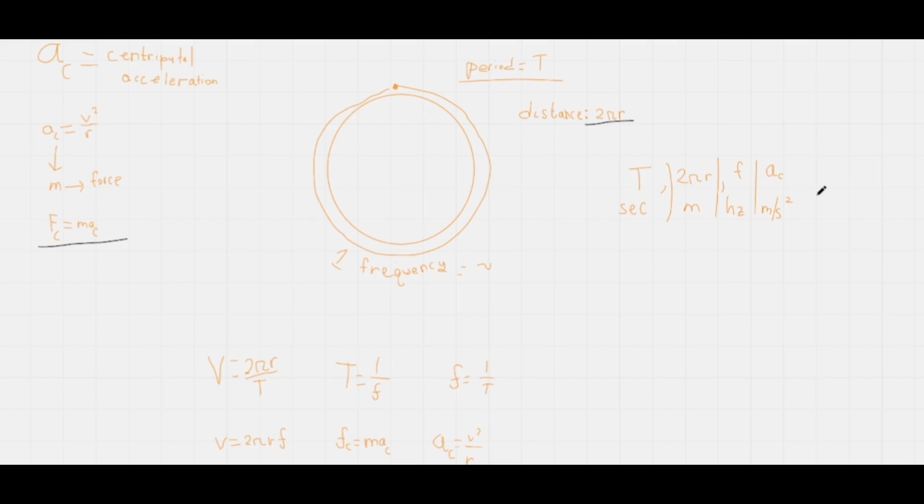Now when we move on, we can look at a few variables that we can find in circular motion. Now we have t, which is our total time, which is our period, calculated in seconds. 2 pi r, which is our distance, can be calculated in meters. The frequency can be calculated in hertz, and our centripetal acceleration, as you know, is calculated in meters per second squared. Just a little bit of an explanation on those.